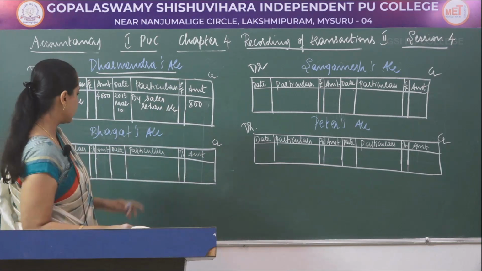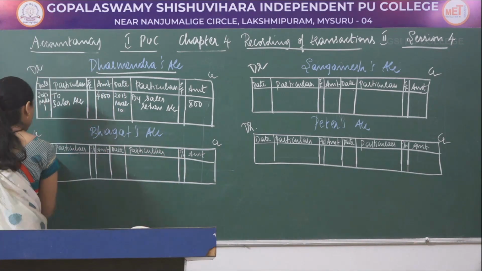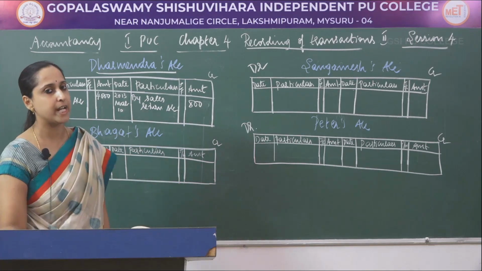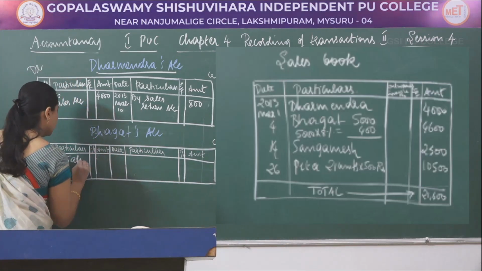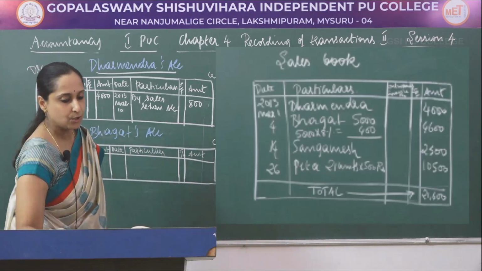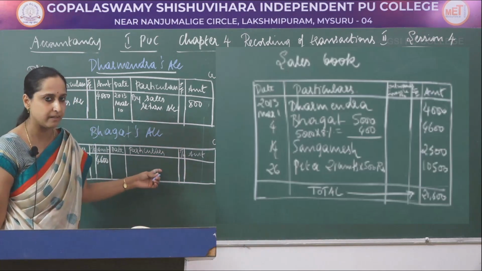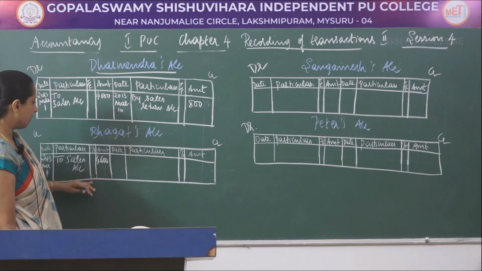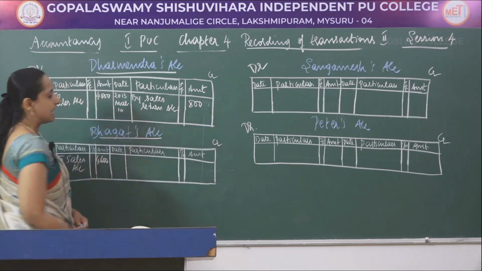Now let us enter the transaction in Bhagat's account. We had sold goods to Bhagat on March 4th 2013. So what would be the journal entry? Bhagat's account debit to sales account. So here we write to sales account, and in sales account we had already entered the transaction. The amount is 4,600. Here there is no transaction related to sales return. There is no sales return for Bhagat, only sales. So here we only write to sales account. So we are done with Bhagat's account.